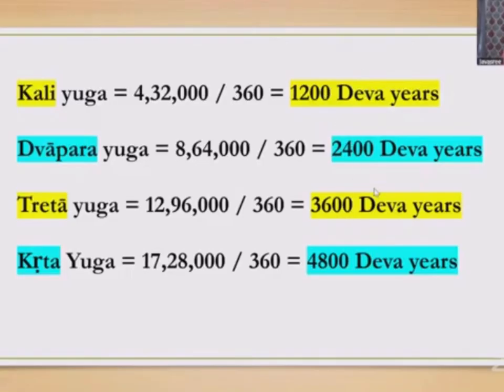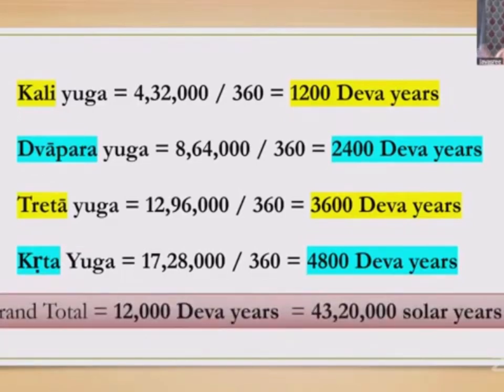These are given in the Mahabharata, in 2 or 3 contexts where it is coming. Even in some of the Puranas it is mentioned. So they are not talking about solar years or human years. They are talking about Deva years. The grand total is 12,000 Deva years. Converted into solar years, it is 1 Chatur Yuga.